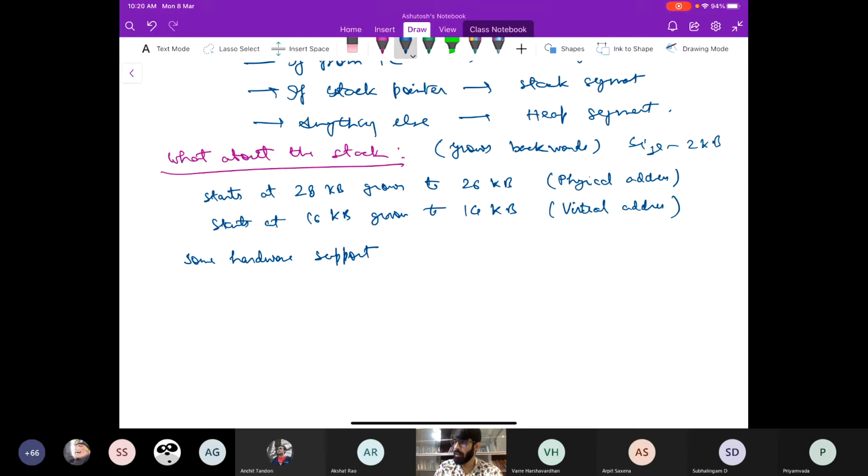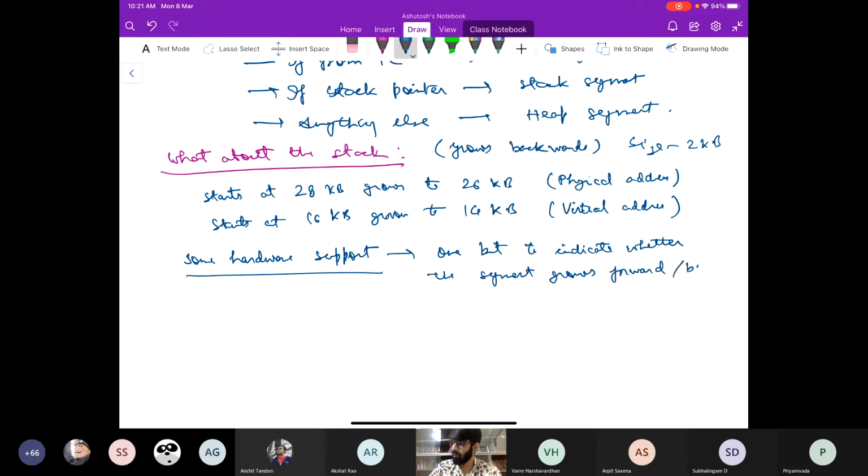And what is this hardware support going to do? One bit to indicate whether the segment grows forward or backward. So let's say 1 is going to be forward and 0 is going to be backward.